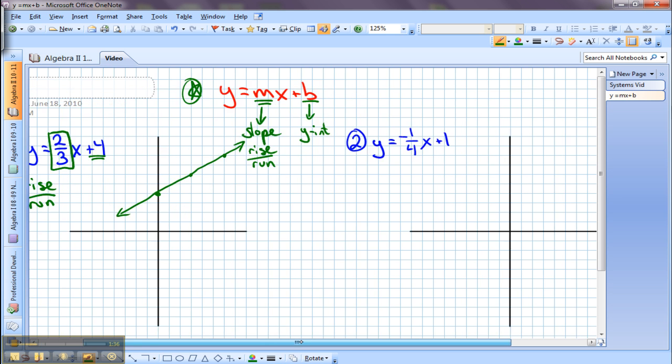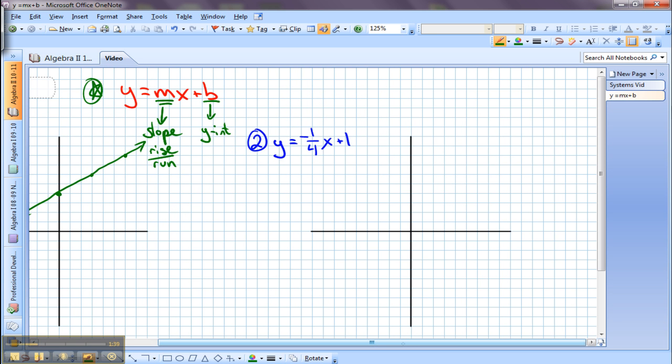Example number 2 is similar. We have the equation y equals negative 1/4 x plus 1. Our y-intercept is the constant, in this case a positive 1, so we mark positive 1 on the y-axis. Our slope is the coefficient of x, in this case negative 1/4.